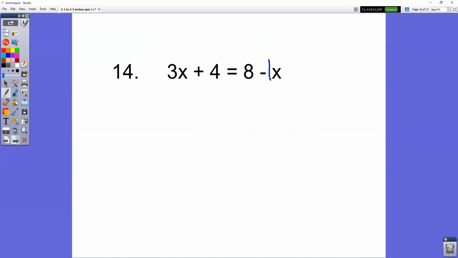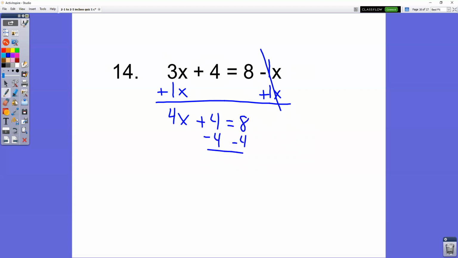You have your choice what letter you want to work with. If you wanted to, you could do minus 3x and minus 3x. You could do it that way if you wanted to, but I would not suggest doing it that way. The way that I would suggest is working with the smaller of the two letters. I would work with the negative 1. You get rid of the negative 1x by adding 1x to both sides. That way those cancel out or zero out. So now I have 4x plus 4 equals 8, minus 4, minus 4. So I have 4x equals 4, divide by 4, divide by 4, and you get x equals 1.